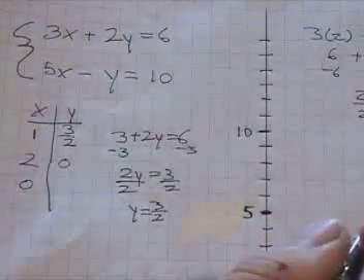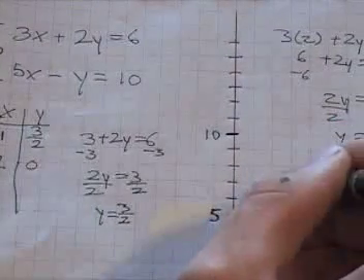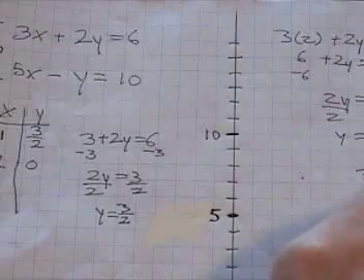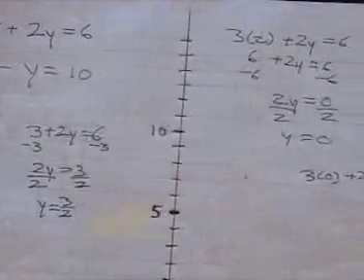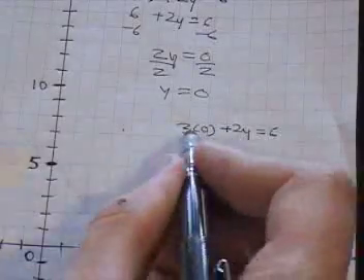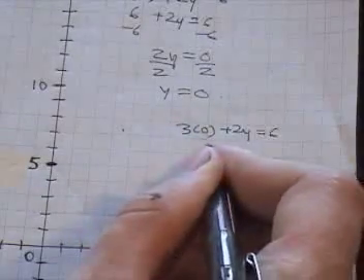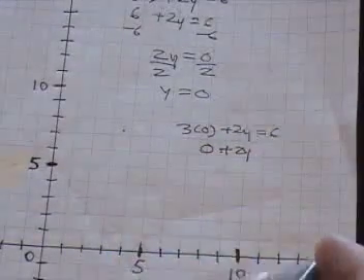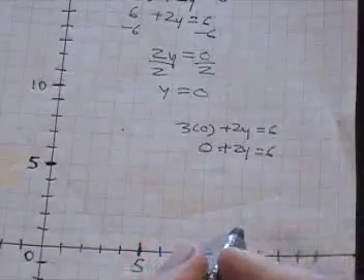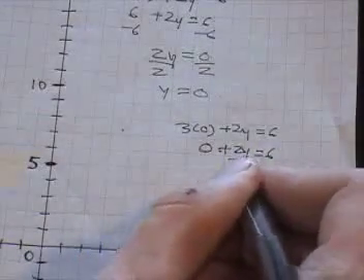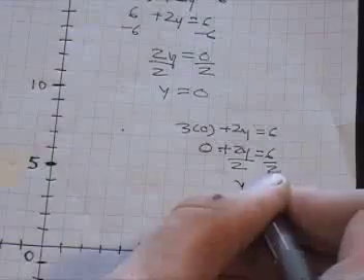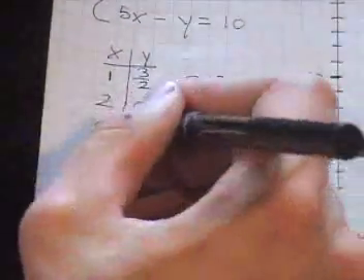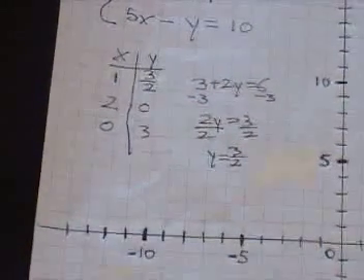So 3 times 0 plus 2y equals 6. 3 times 0 resolves to 0 plus 2y equals 6. Go ahead and divide each side by 2. y equals 3. So now we have our 3 points. Let's go ahead and graph these and see what the line looks like.